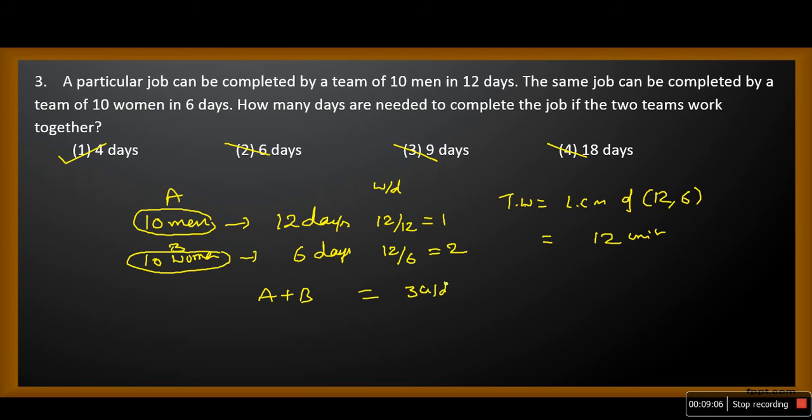Now A and B together will do how many units per day? 3 units per day. So the number of days required to complete the work will be total work. What is the total work? 12 units divided by work done per day. Work done per day is 3 units per day, that equals 4 days. This is the process. Okay, next.